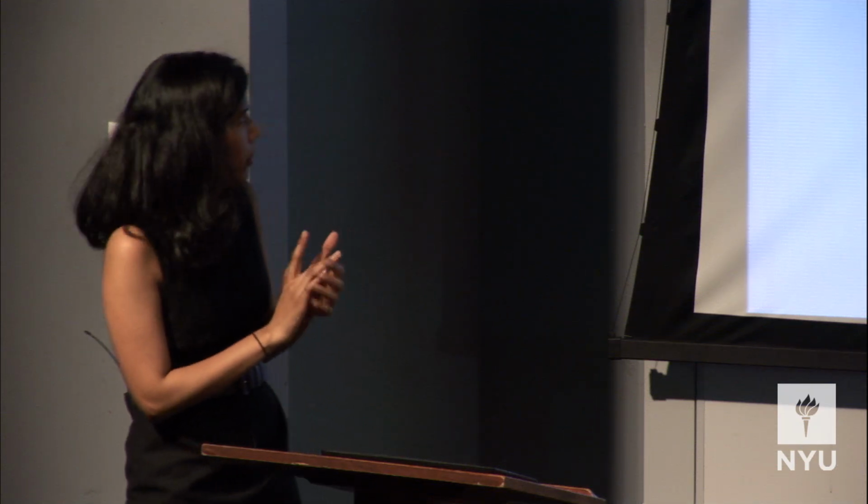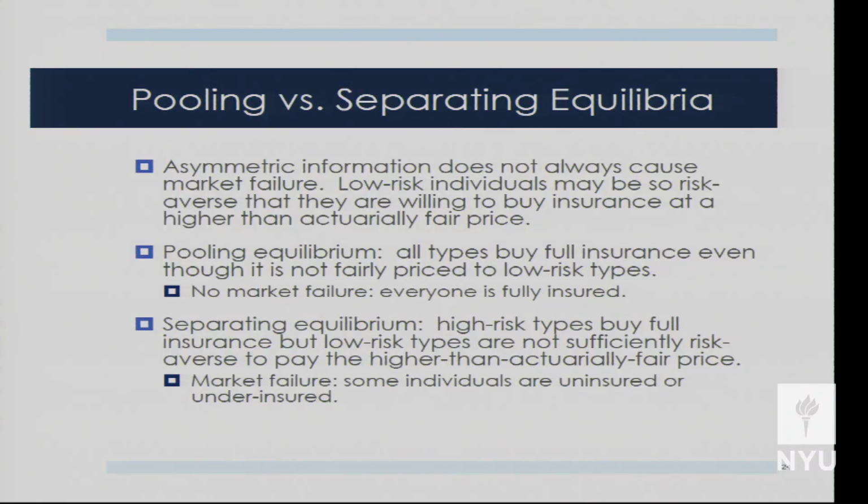Okay, there's two kinds of equilibrium. So we just talked about a separating equilibrium. Asymmetric information does not always cause market failure. In fact, it doesn't. So just now I gave you an example of a separating equilibrium where everybody but the highest risk type dropped out and I was only insuring the highest risk type, right? Okay, but that doesn't always happen.